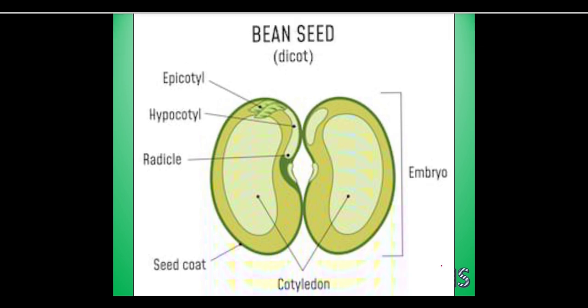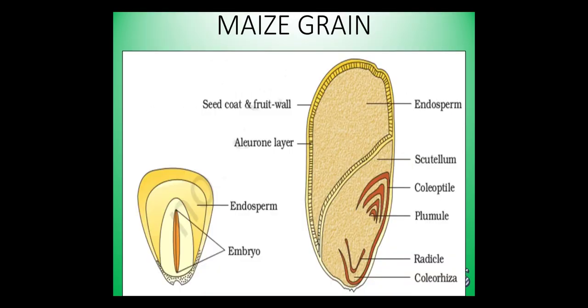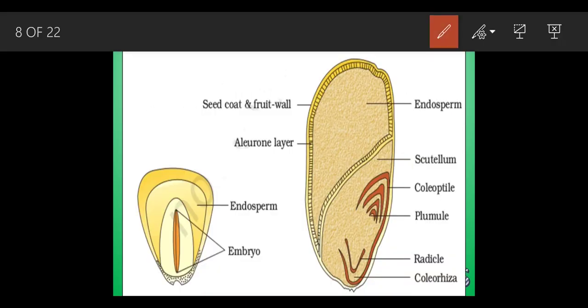Now we are going to learn about the monocotyledons, that is the maize grain. See, here we could see this diagram perfectly. This is the endosperm which is going to provide the nourishment to the embryo which is situated inside this part. And this protective cover is called scutellum.